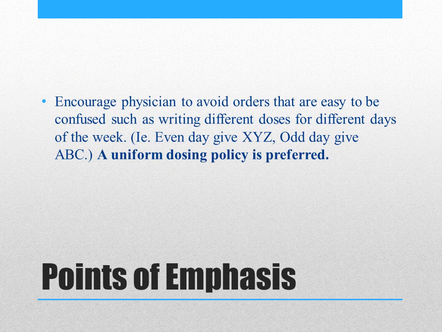We also need to encourage our physicians to avoid orders that are easy to be confused, such as writing different doses for different days of the week. An example would be something like Monday, Tuesday, Wednesday, give 3 milligrams of Coumadin. Thursday, Friday, Saturday, give 1 milligram of Coumadin. Sunday, give 5 milligrams of Coumadin. We really don't like to see that because we don't want to have errors in our prescribing, and that can very easily happen with that type of an order. So a uniform dosing policy is preferred.